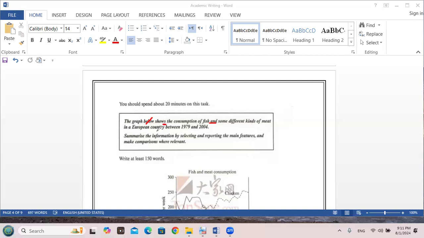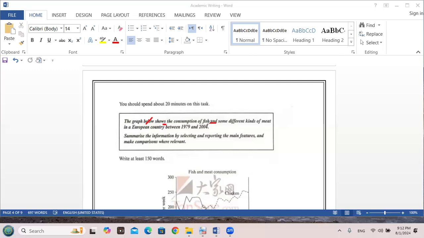In a European country, you can write in a country in Europe. Between 1979 and 2004, you can write, for example, from 1979 to 2004. This is one of the ways we can use to rephrase the question. So in writing task 1, you should have such a skill, the skill of rephrasing. The problem with the skill of rephrasing is that now a lot of people use ChatGPT or artificial intelligence to rephrase everything for them. And yes, it's unique and so good, but still it affects people's skill when it comes to rephrasing. So as an academic candidate for this test, you're supposed to know how to rephrase academic sentences using your own words.